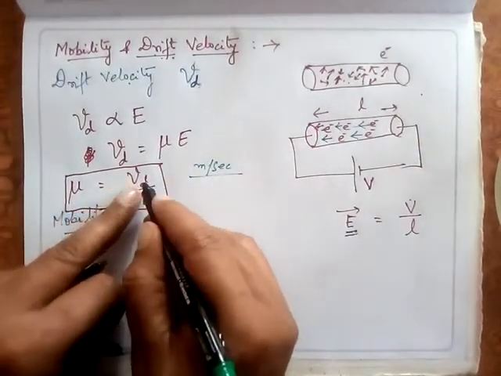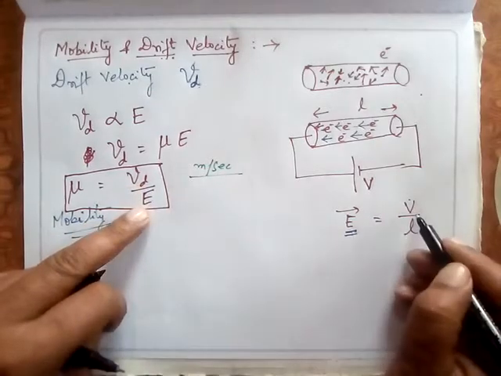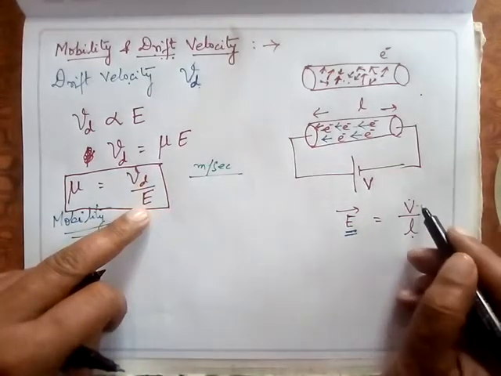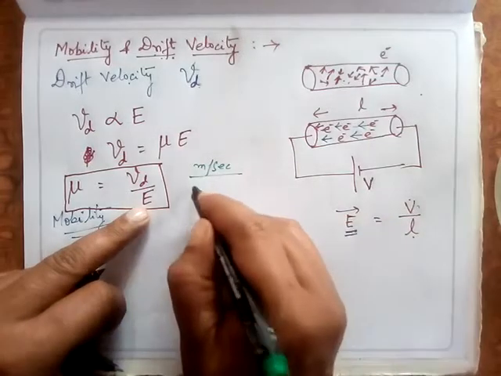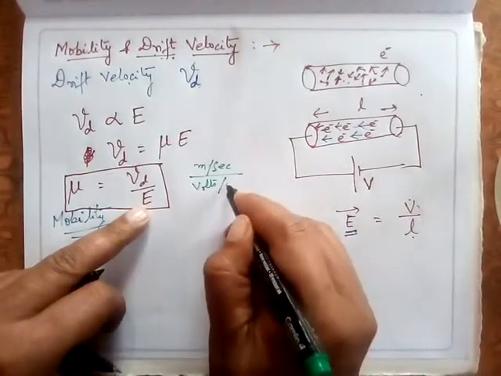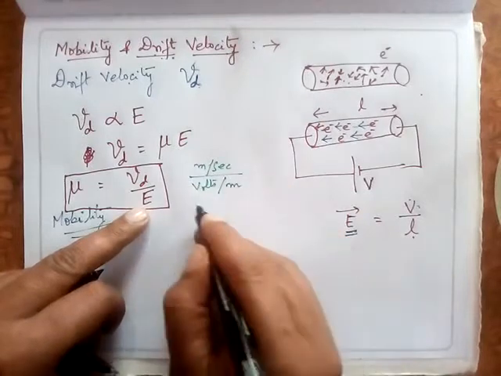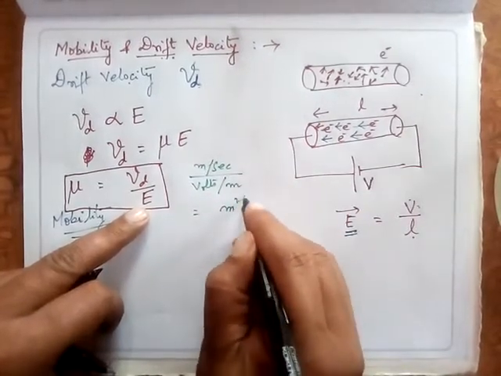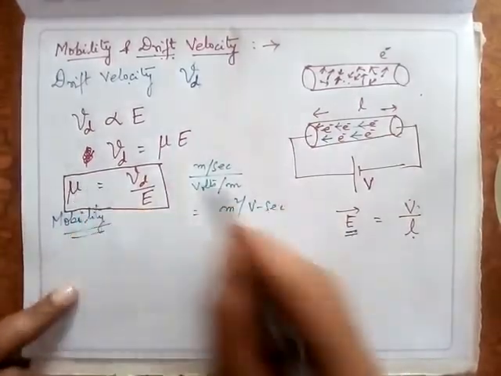Vd is velocity, distance upon time, displacement upon time, and this E is V by L. If you see, V is in volts, and length is in meter. So the unit will be meter square per volt second. This is the unit of mobility.